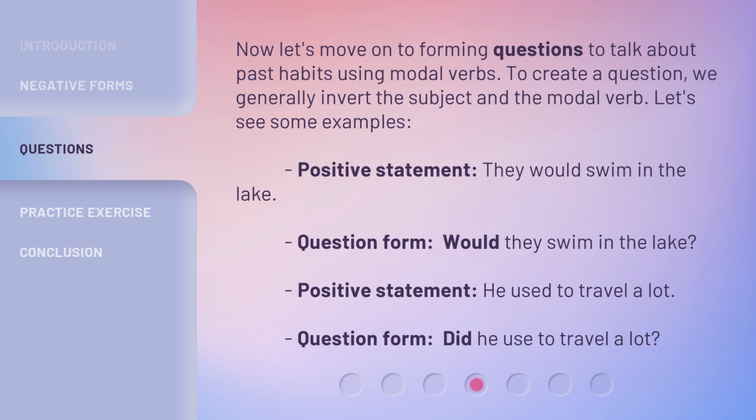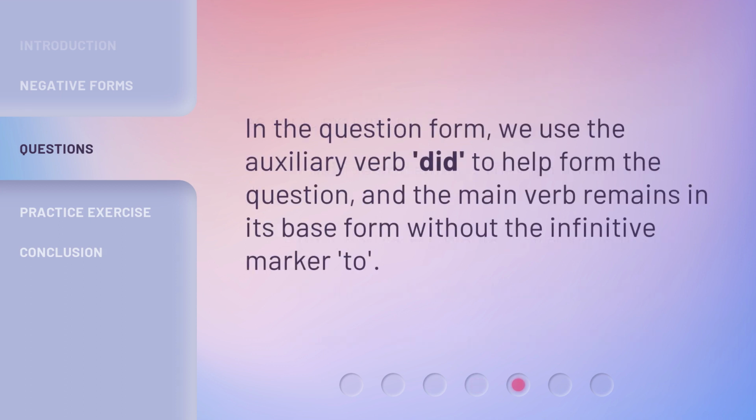Positive statement: he used to travel a lot. Question form: did he used to travel a lot? In the question form, we use the auxiliary verb did to help form the question, and the main verb remains in its base form without the infinitive marker, to.